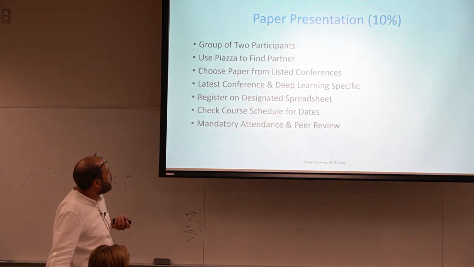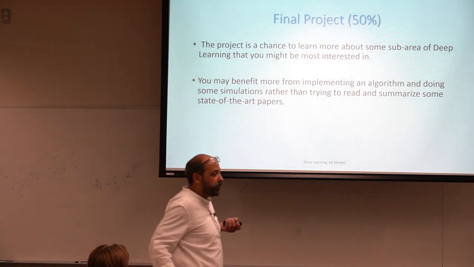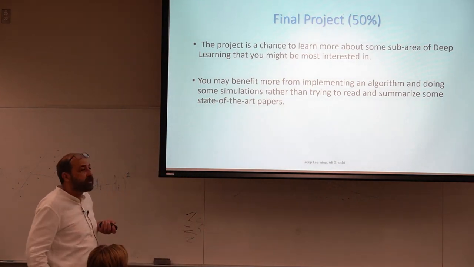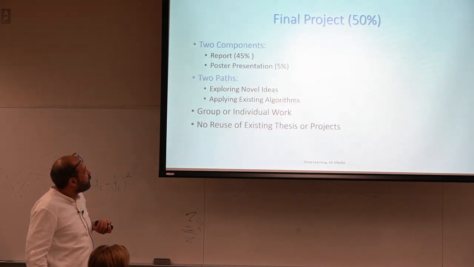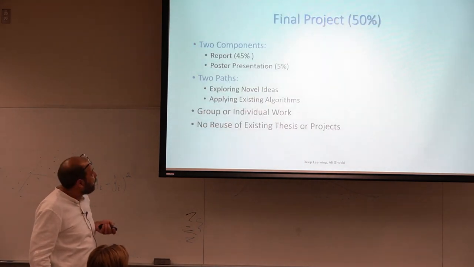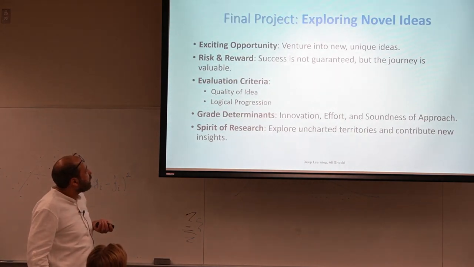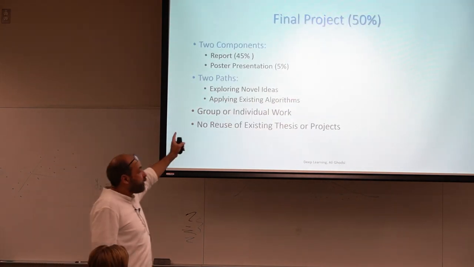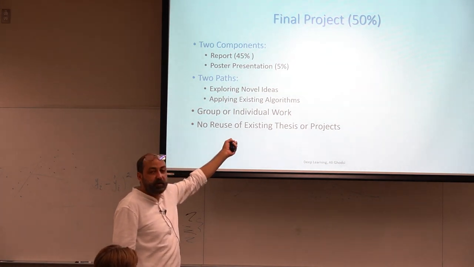The paper presentation, as I said, is 10%. Check the list of conferences that you can choose from. The final project is 50%, and the final project has two parts: a report, which is 45%, and a poster presentation, which is 5%.